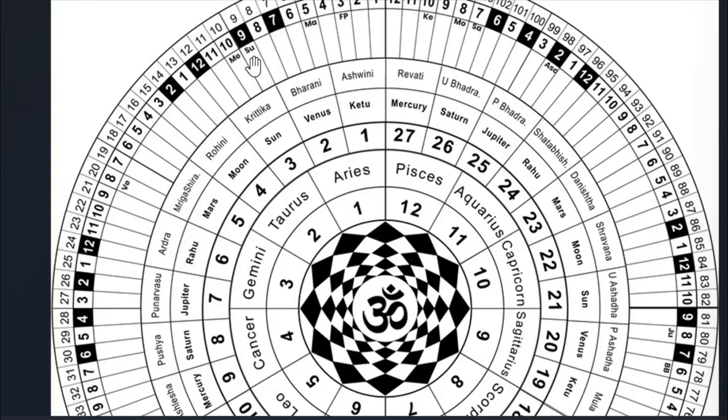Now Mercury. This is Mercury. Mercury is in Taurus. So in the D1 chart it will be seen in Taurus, but in the Navamsha chart it will be seen in the 10th Rashi, which is Capricorn. Did you get this?